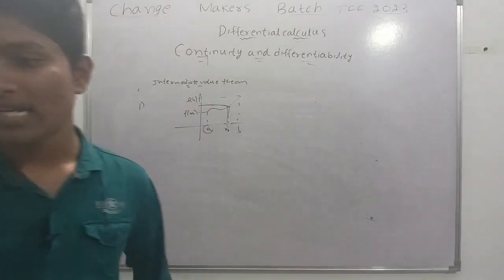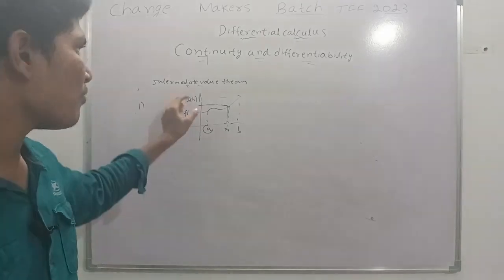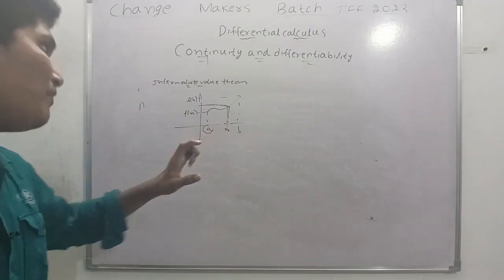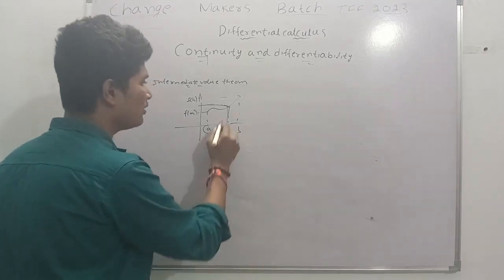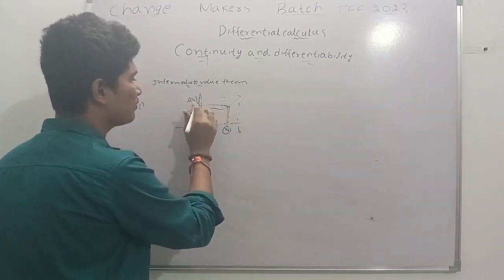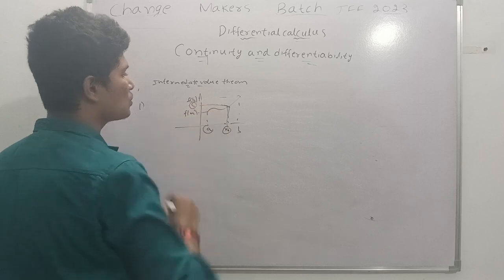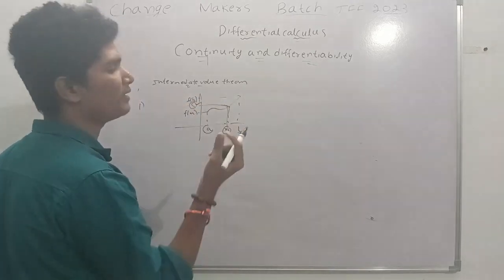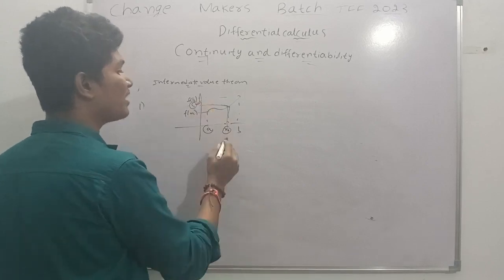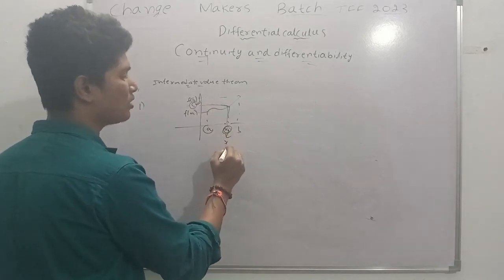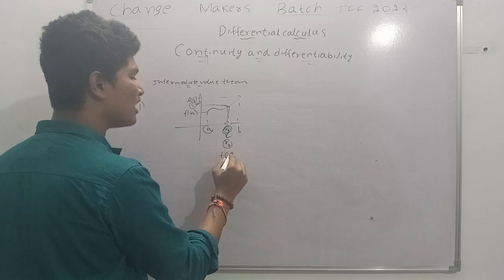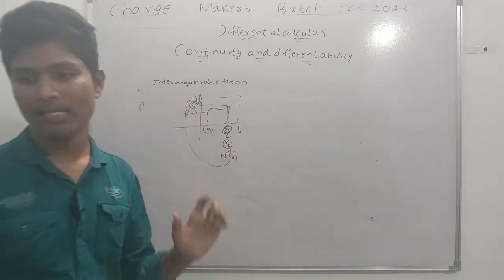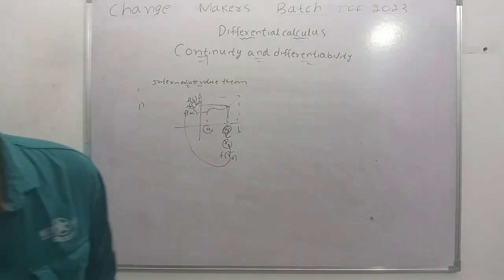Understand? They are saying that in between f of a and f of b, there is a value, that is c. When there is a value of x naught, it will definitely be c. So between f of a and f of b, there will be a point, that is c. To get this point, there exists a point, that is x naught. If you keep this x naught value in the function, you will get the value of c. The meaning is like this. This is the intermediate value theorem.